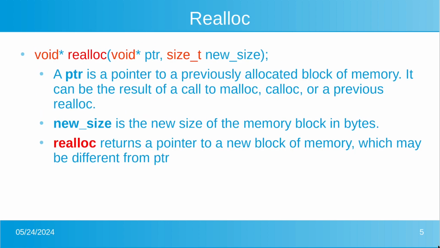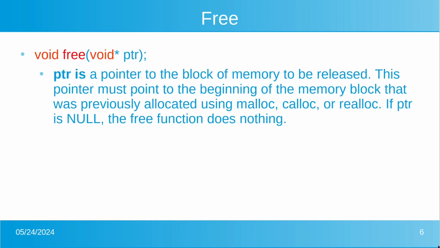Realloc is used to resize previously allocated memory. It can increase or decrease the size of the memory block, and it might move the memory block to a new location if necessary. If realloc fails, it returns null, and we must handle this to avoid losing the original memory block.